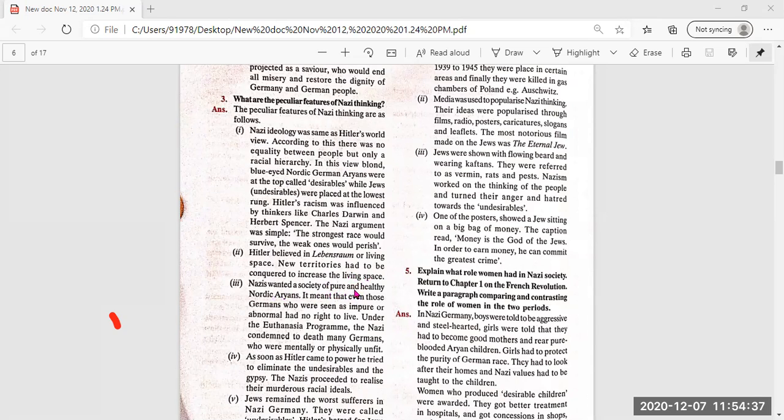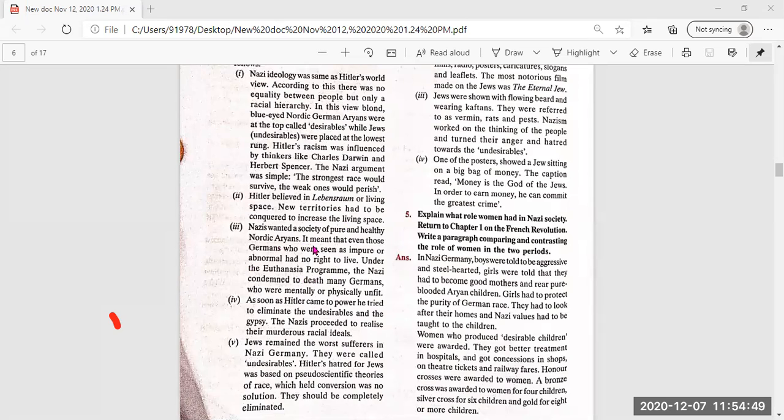The Nazis wanted a society of pure and healthy Nordic Aryans, and it meant that even those Germans who were seen as impure or abnormal had no right to live. That means impure people, those who were not so powerful, not healthy people, were made to die. Only the Nordic Aryan people, the desirables who were very healthy, had the chance to live, and that too to live for the Nazi party.